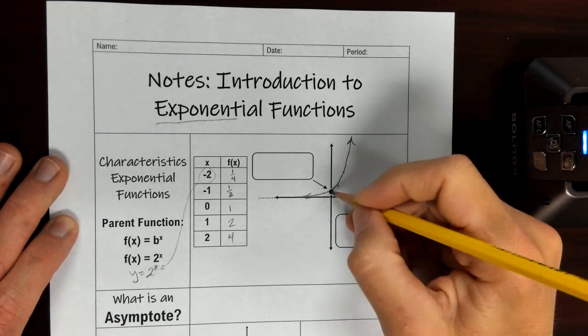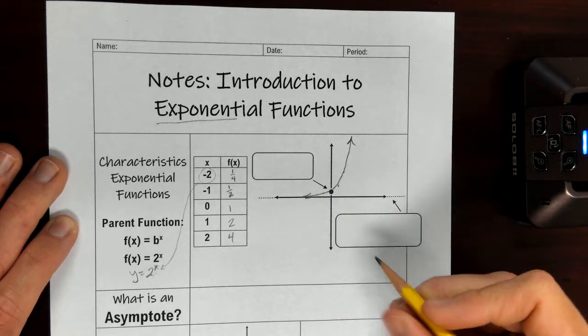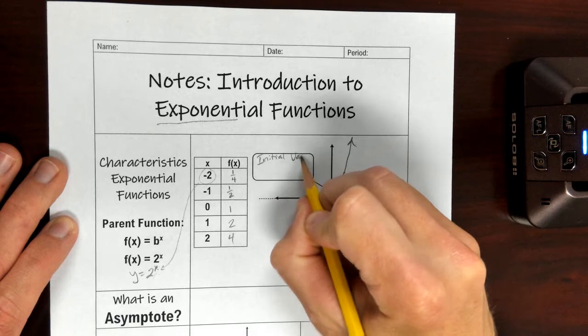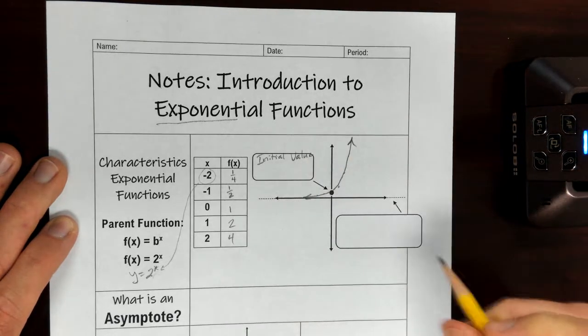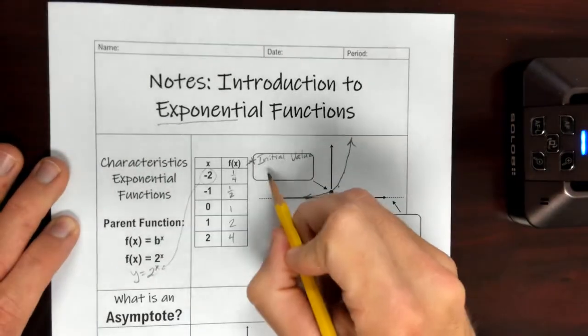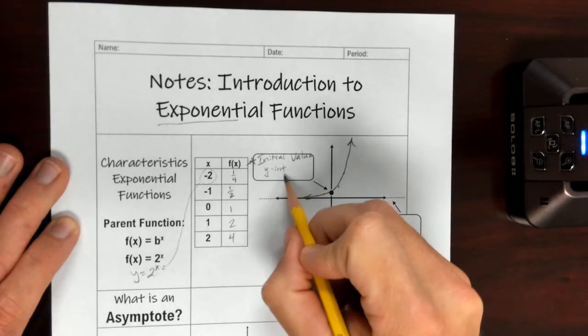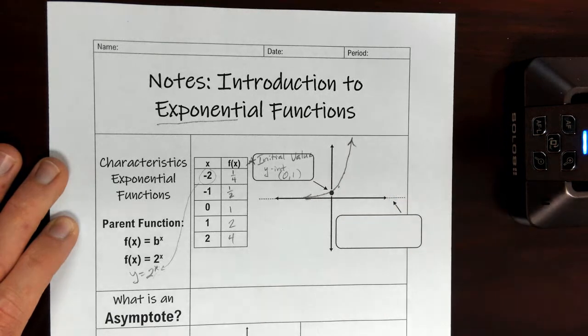Now, this is a key point on the graph. We call that the initial value. The initial value, and that's the y-intercept. And in this case, it's going to be (0, 1). And in a lot of cases, it's going to be (0, 1).